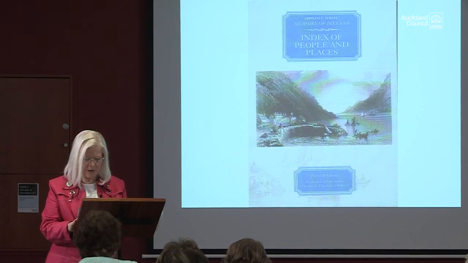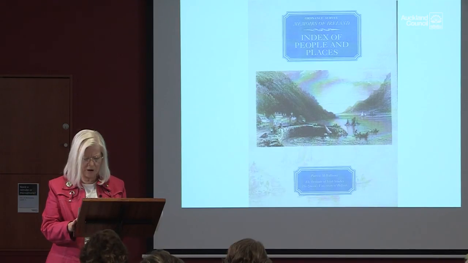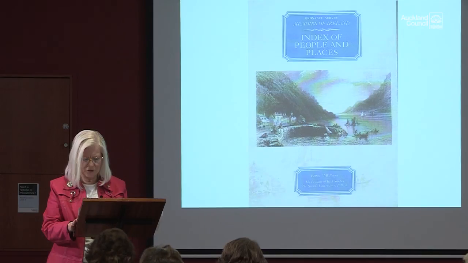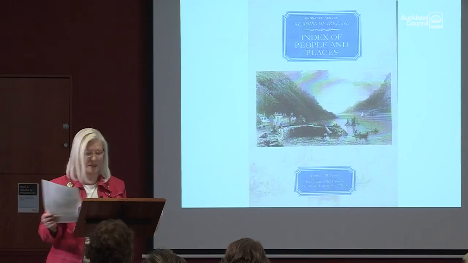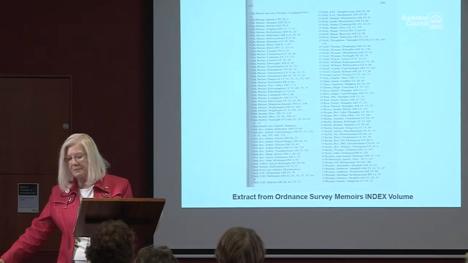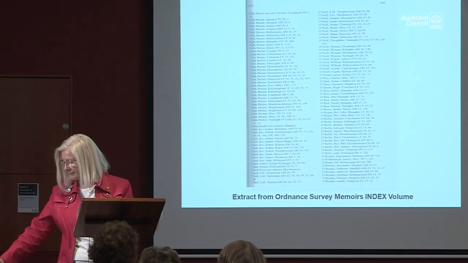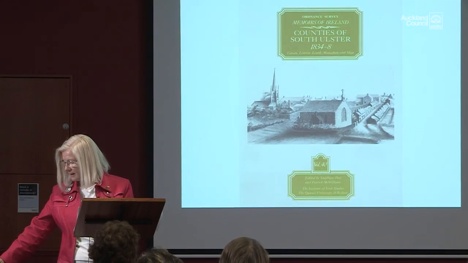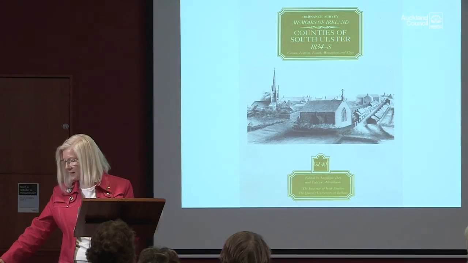The memoirs are a uniquely detailed source for the history of the northern half of Ireland immediately before the Great Famine. They were written in the 1830s to accompany the 6-inch Ordnance survey maps, an incredibly comprehensive index. And a little example, this is part of an index. That index led me to volume 40. As you can see there, it's 1834 to 1838.